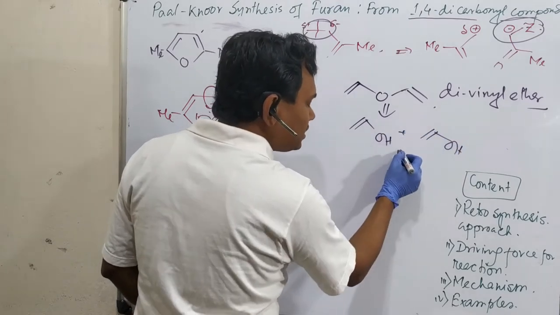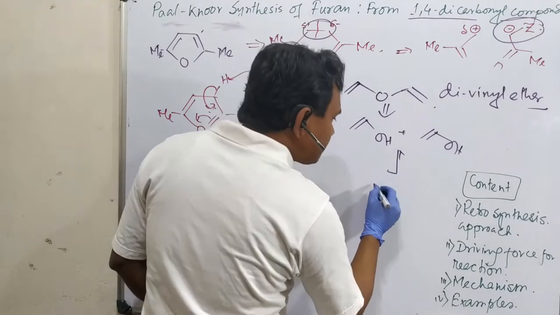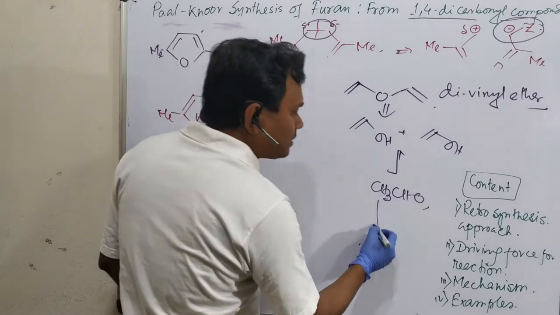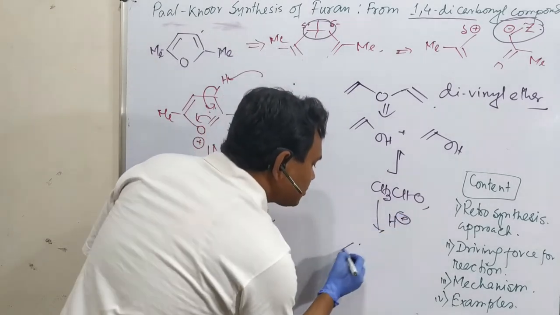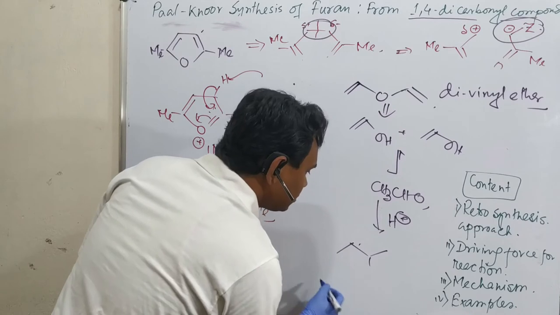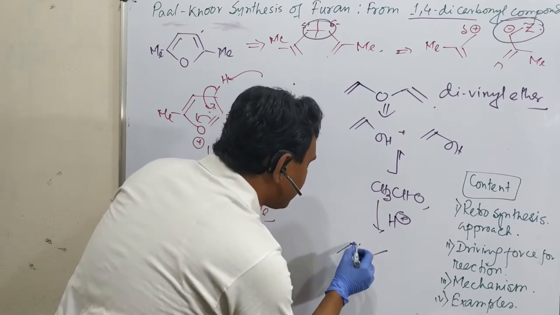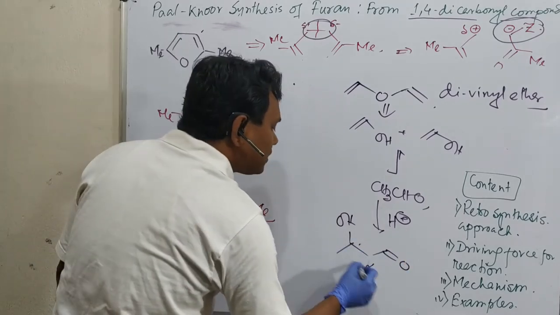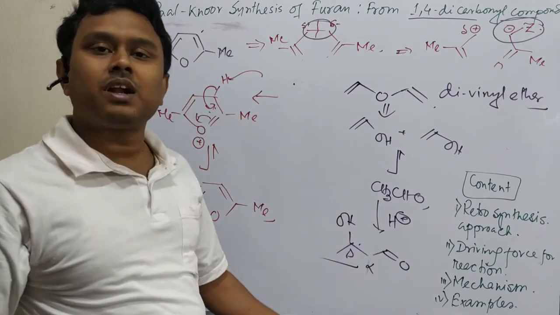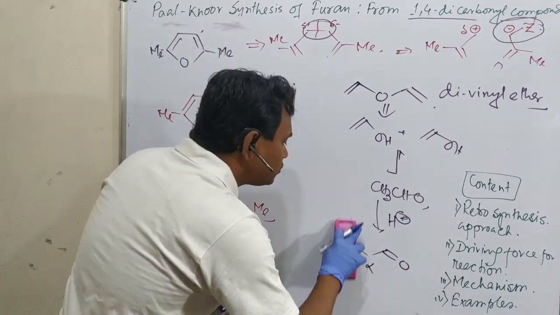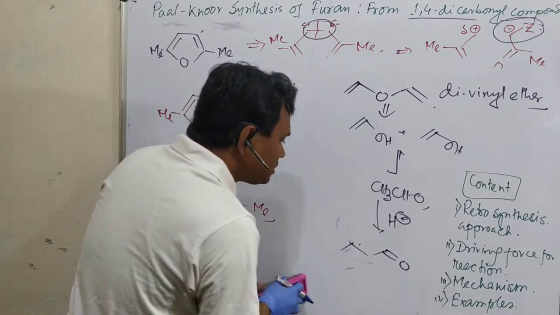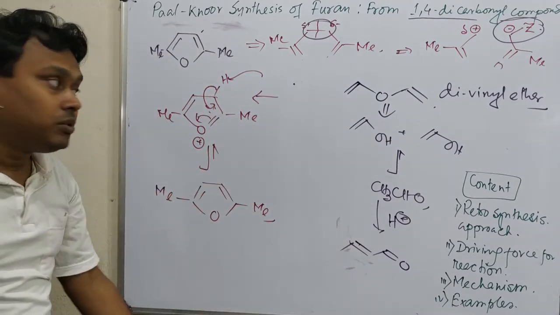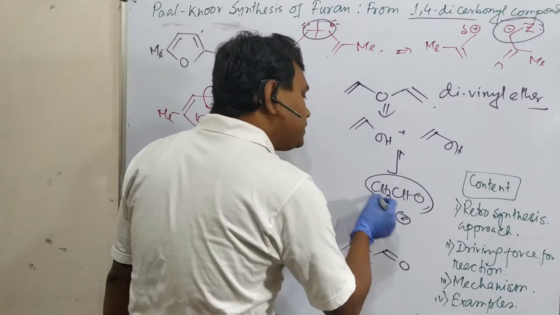Actually this is from the corresponding acetaldehyde. But if you take acetaldehyde and put H+, what is the result? It results in a beta hydroxycarbonyl. So this is alpha, this is beta hydroxy, a beta hydroxyaldehyde. In the second step, it can undergo dehydration under this condition to produce this, but not this. Why? Because we know they can undergo alkyl protonation very easily.